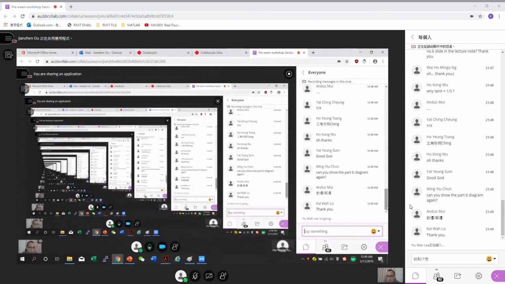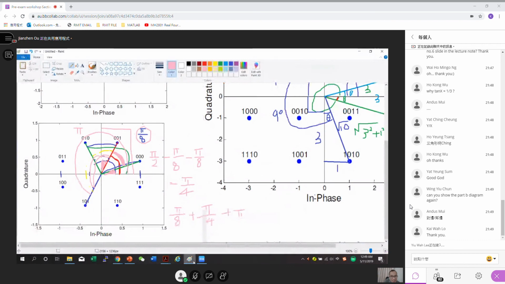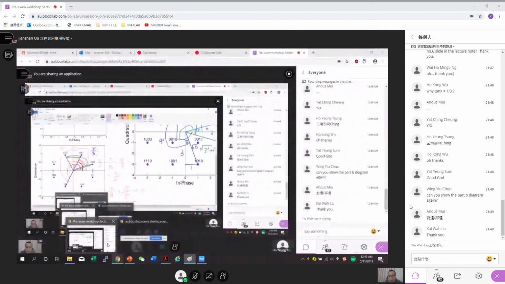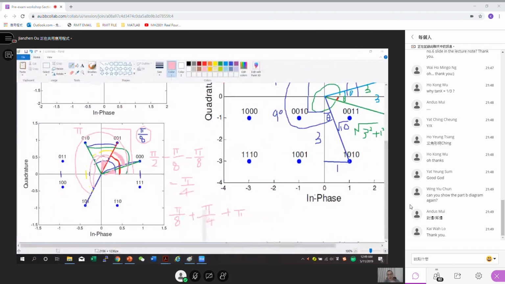When you open the phasor diagram, because it has become a bit ugly already. So yeah, this is how the diagram looks like. I just call it here, yeah.